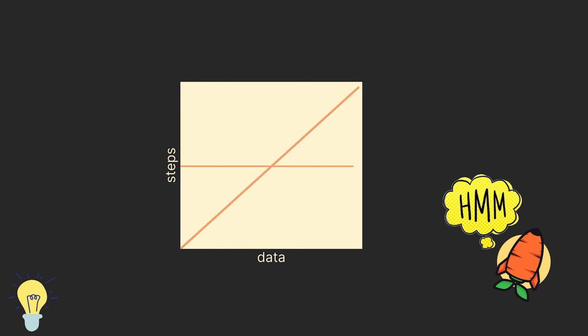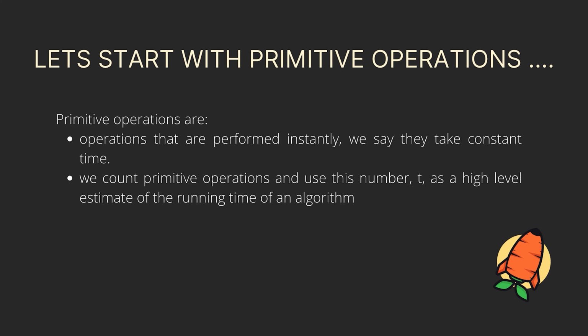Now that you have a basic idea of what time complexity is about, let's talk about primitive operations. Primitive operations are operations that are pretty simple and straightforward. They're performed almost instantly, and we say they take constant time. We count the number of primitive operations, or steps, and use this number as a high-level estimate of the time complexity or running time of an algorithm. So we count the number of primitive operations within the body of the algorithm, such as a function or method, and we use this number to estimate its running time or time complexity.